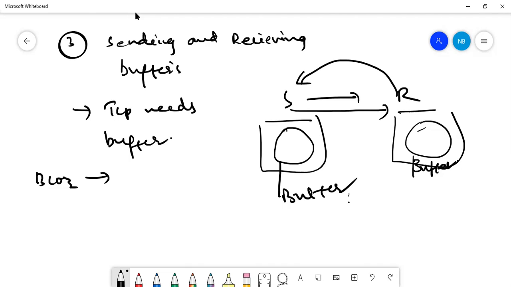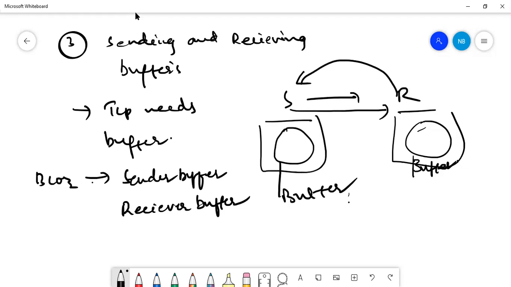There are two types of buffers available, as we have discussed here: the sender buffer and the receiver buffer. These are the two buffers which are available. So TCP needs buffers, and buffers are of two types: sender buffer and receiver buffer.